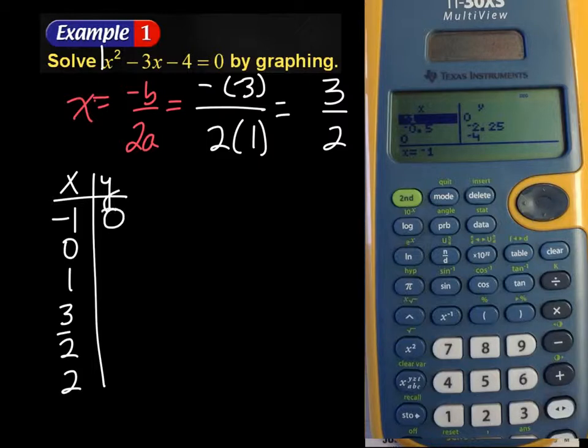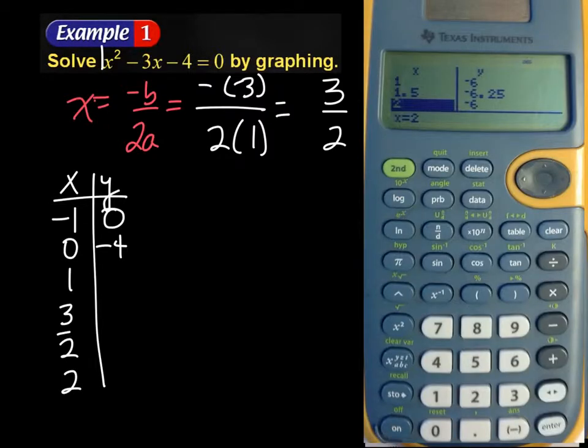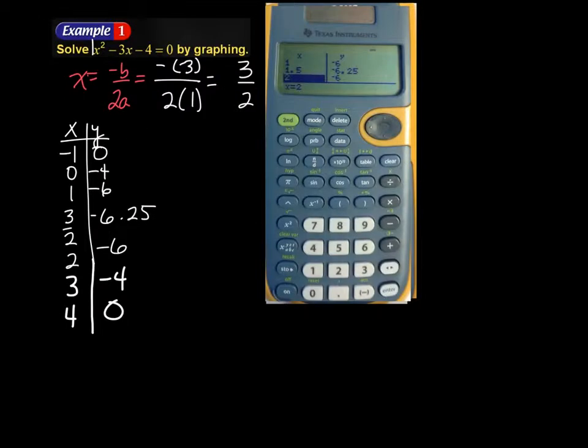I've got -1, 0, 0, -4. 1 gave me -6. 3/2 is going to be where our vertex is, so I definitely wanted to get that, was -6.25. 2 gives me -6 also. And as I continue to scroll down, I get 3 is -4 and 4 is 0. And hopefully you're seeing the symmetry here. We've got zeros and -4s and -6s all centered around the vertex.